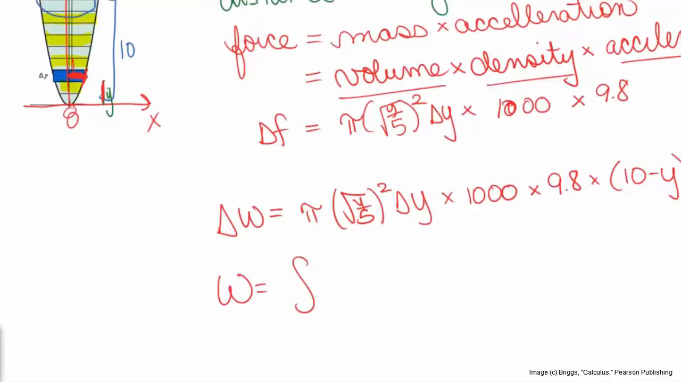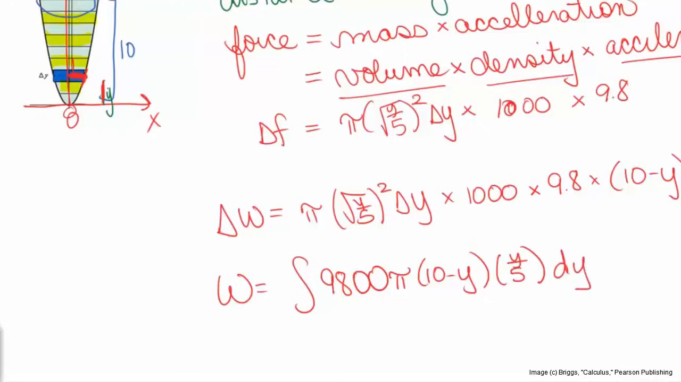And so we get pi. I'm going to put all these constants together. 1,000 times 9.8, that's 9800. And usually we write the pi afterwards, right? So we'll say 9800 pi. And then we have 10 minus y. Square root of y over 5 squared is just y over 5. And then the delta y becomes dy. And so there's our work.